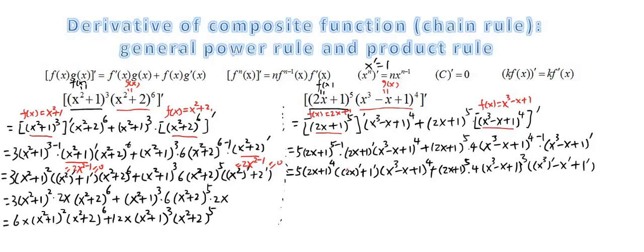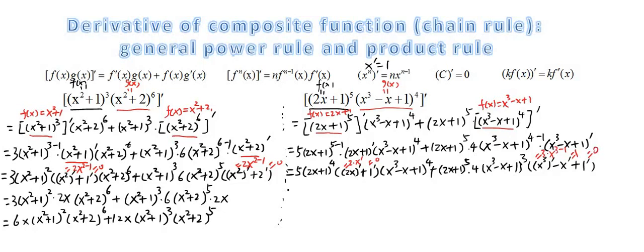Now let's take a look at each term. For the derivative of 2x, we can apply the constant multiple rule. We can write it as 2 times the derivative of x. For the derivative of 1, we can apply the constant rule, that should be 0. And the derivative of x^3, we can apply the power rule, that should be 3 times x to the power 3 minus 1. And the derivative of x, that is a special case, that should be 1. And the last term is the derivative of 1, so we can apply the constant rule, that should be 0.